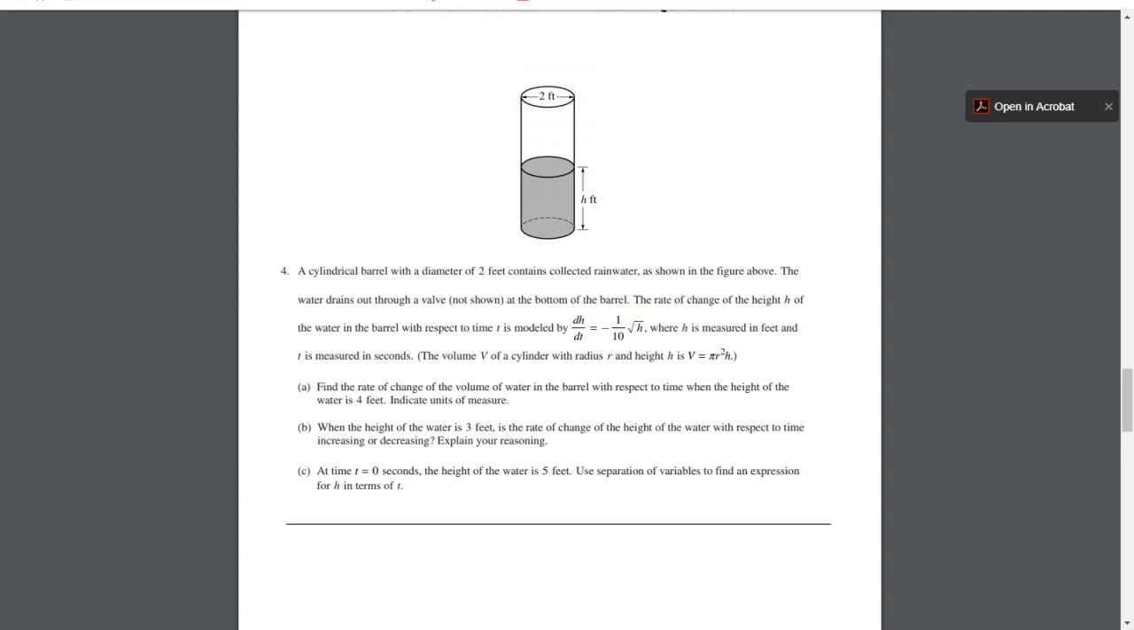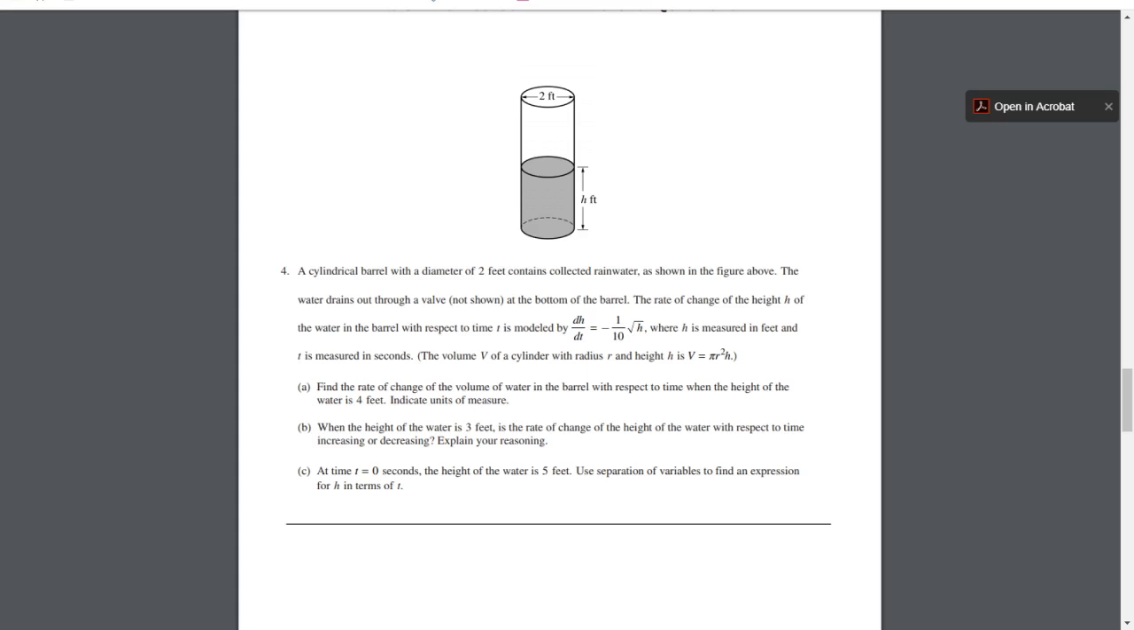All right, here we have number 4. A cylindrical barrel with a diameter of 2 feet, so radius 1 foot, contains collected rainwater as shown in the figure above. The water drains out through a valve not shown at the bottom of the barrel.